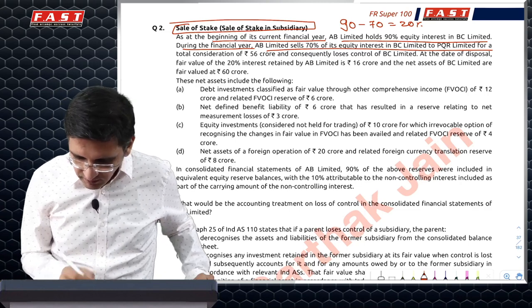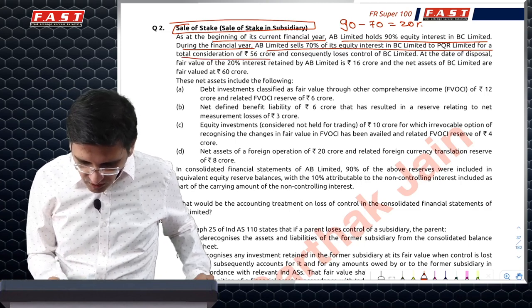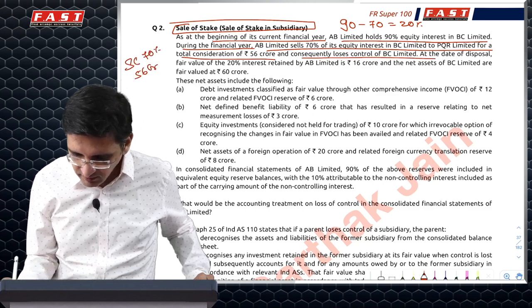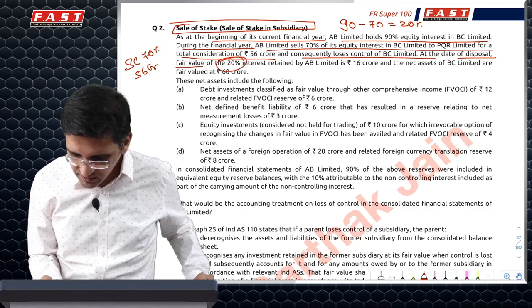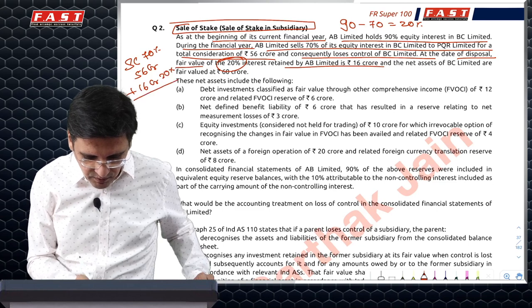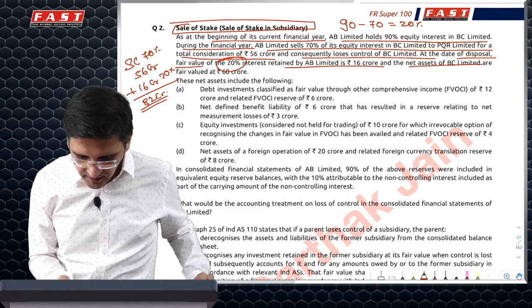So this question has all of that. For a total consideration of 56 crore. So sales consideration for the 70% stake was 56 crore. And we have lost control. The fair value of the 20% interest on the date of disposal is 16 crore. So that is the 20% fair value. So this total comes to 82 crore. Nevertheless, net assets were 60.